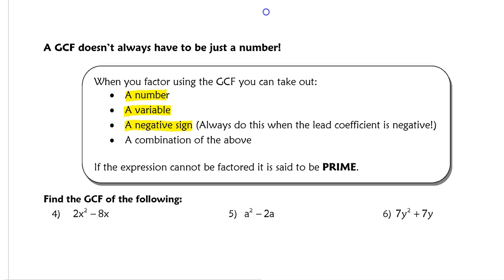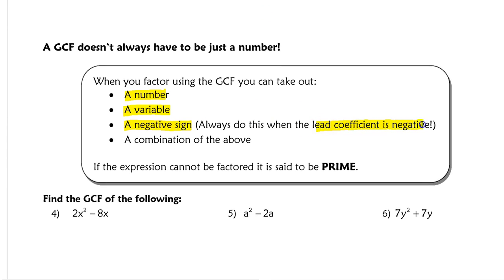We typically will always do this when the lead coefficient is negative, okay? And then, of course, you can take out a combination of all of the above. So the big idea here is that now instead of just being a number, we can take out a variable, and again, a combination then of both a number and a variable.